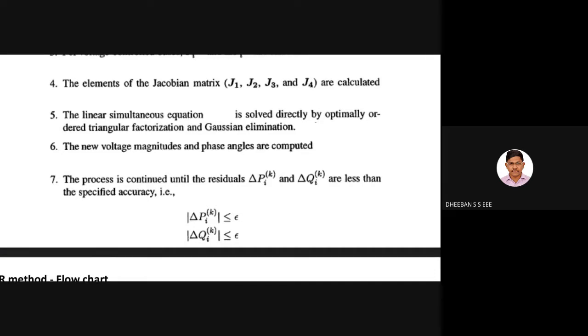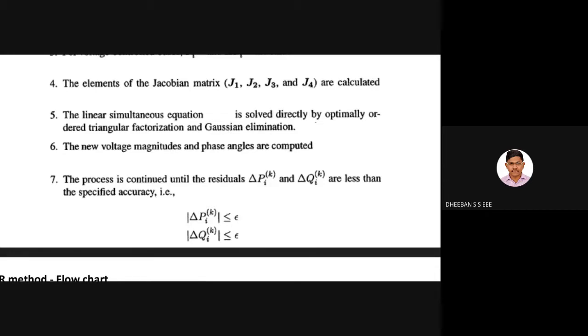So after this, you have to solve the equation. How I will be solving when dealing the problem, I will be telling. After solving, you'll be getting the new value of your voltage and the phase angle.